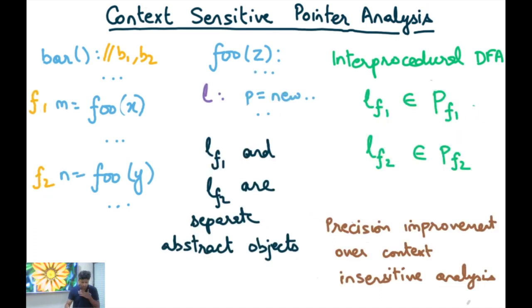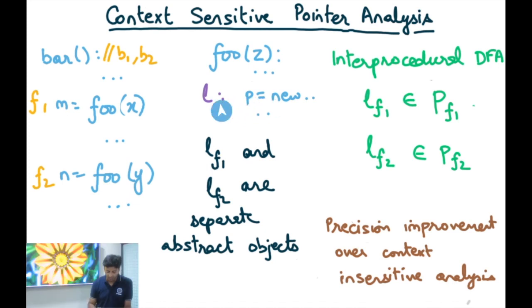Okay, so all right, let's take some examples of statements that can occur in the body of foo. One of the statements that could occur in the body of foo is an allocation statement. So let's say at location L inside foo, I'm allocating a new object using this statement P equals new something, some type.